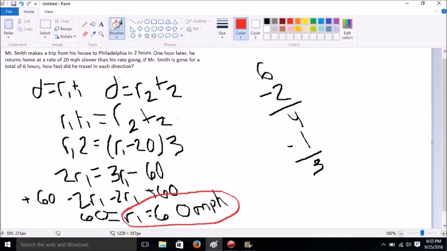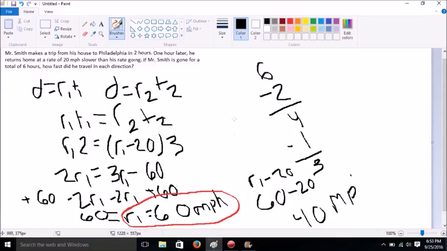Now to find his second speed, all we have to do is plug in what we know. R1 minus 20, that's how we get his second speed. So 60 minus 20 gives us 40 miles per hour, and that's his second rate. So there you go, both answers: 60 miles per hour to get there, and 40 miles per hour to get back.